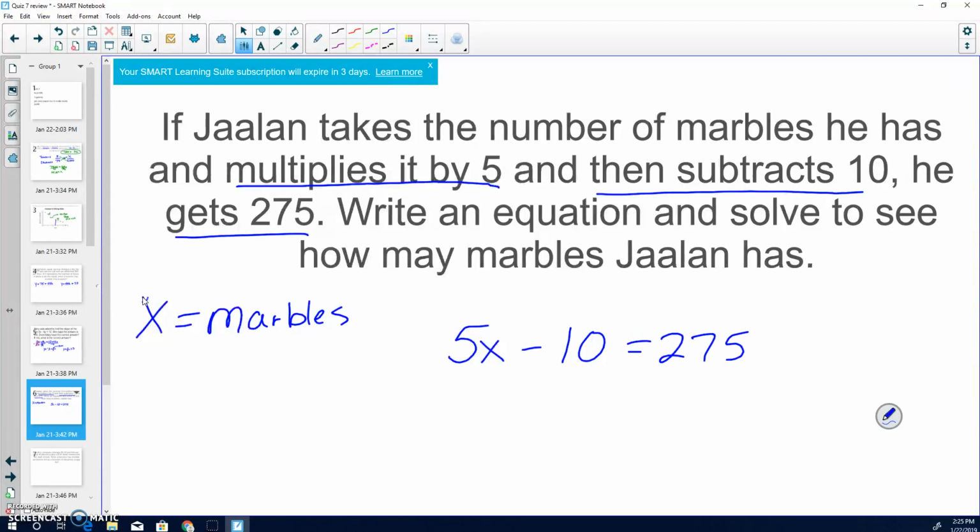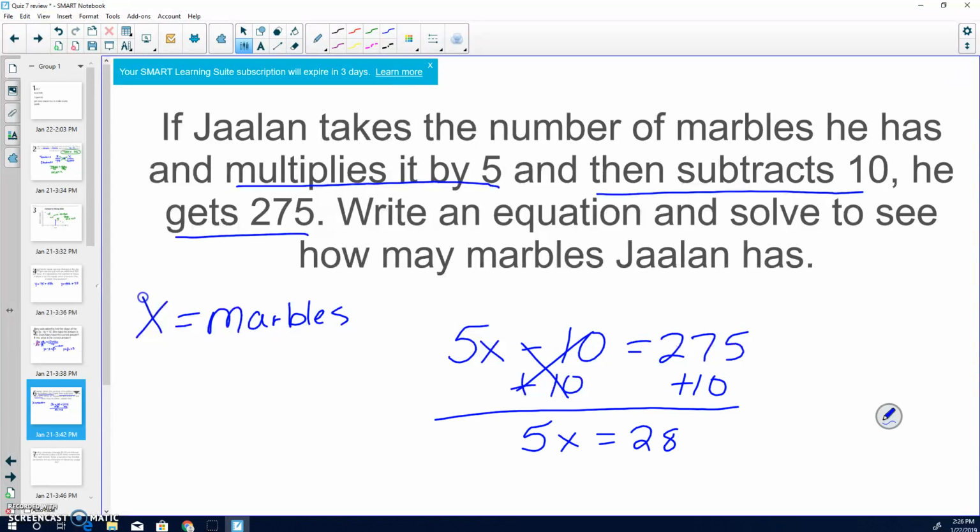So the first thing I want to do is combine my like terms. I need to move negative 10 to the other side, so add 10. This cancels out. I'm left with 5 times x equals 285. How do I solve for x? You want to divide by 5. So x equals, I believe it's 57 if you divide that out.